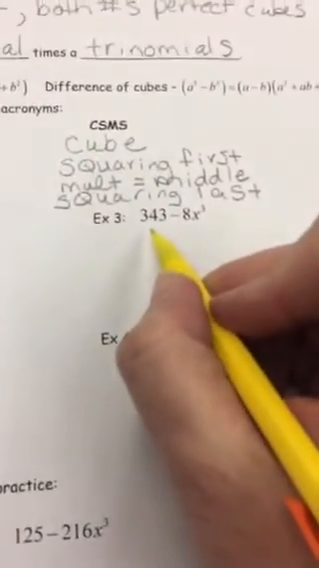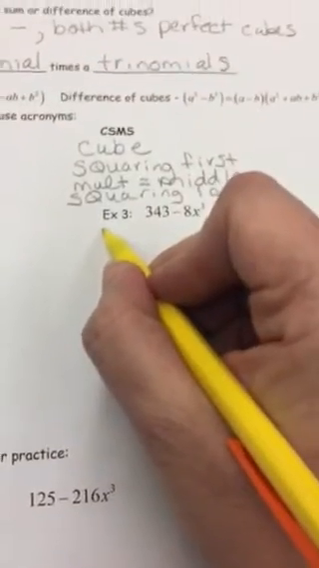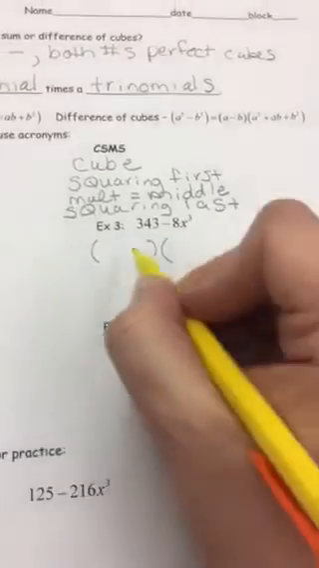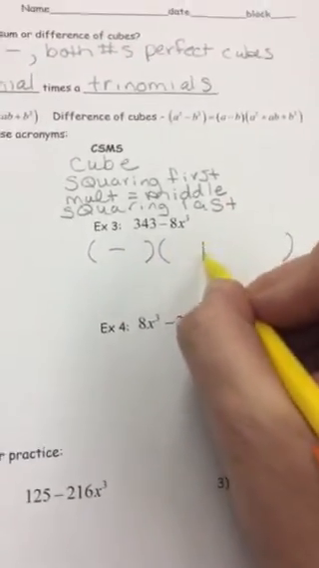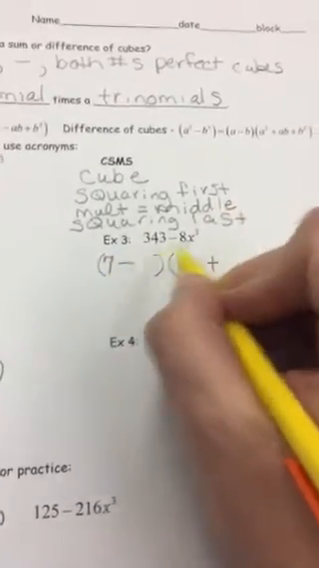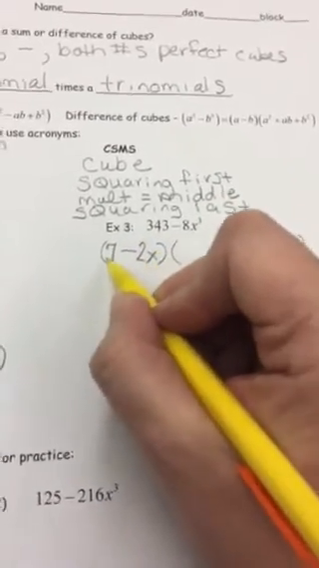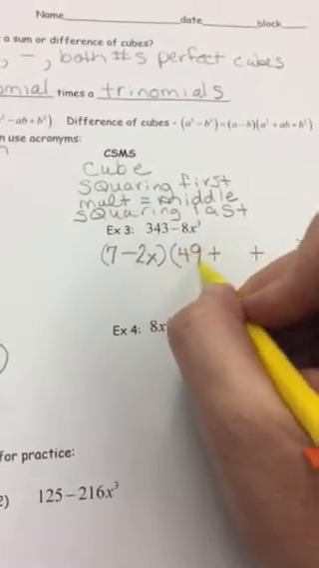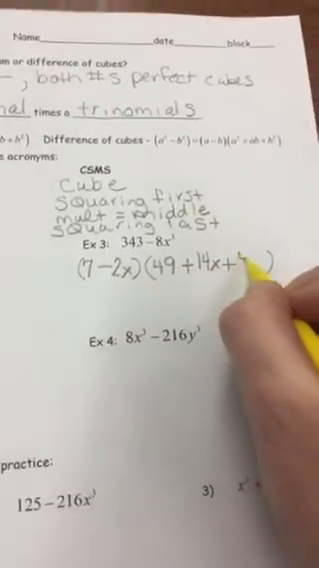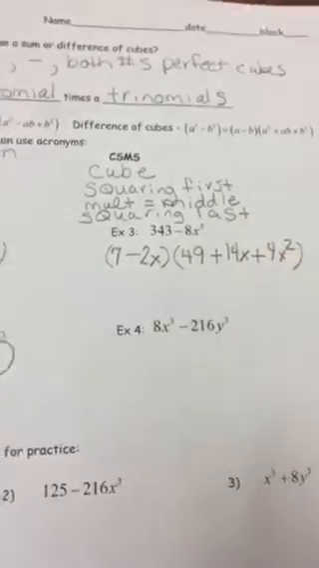All right, let's try a couple more. All right, now these two are a minus, those two are plus. But if you use the acronyms, there's really not anything different going on here. So it is a cube, so I've got my binomial and my trinomial. Same, opposite, always a plus. His cube root is 7. His cube root is a 2x. Square him. Multiply to make your middle term. And square both pieces. Done.